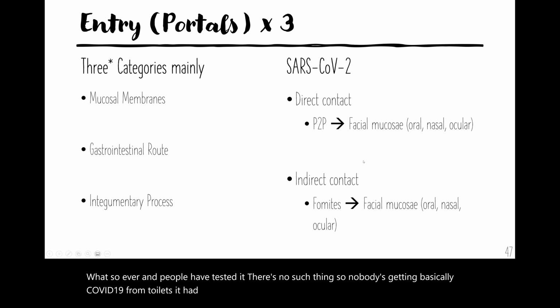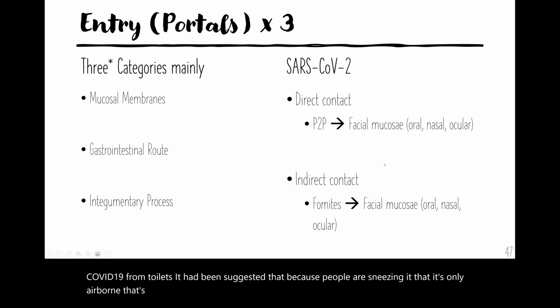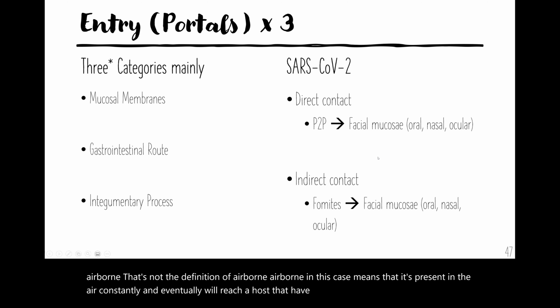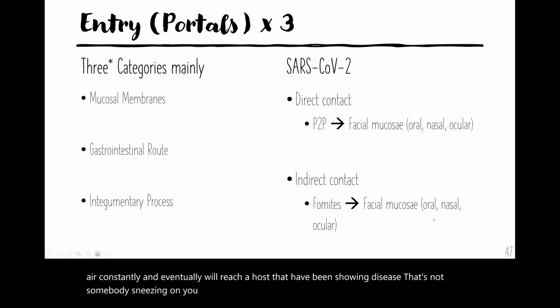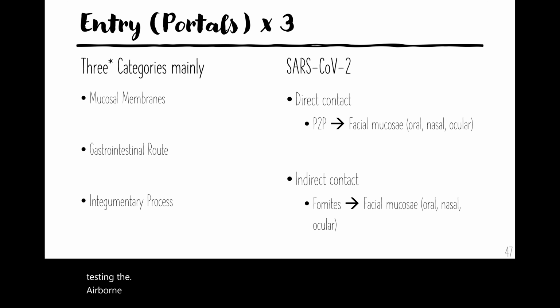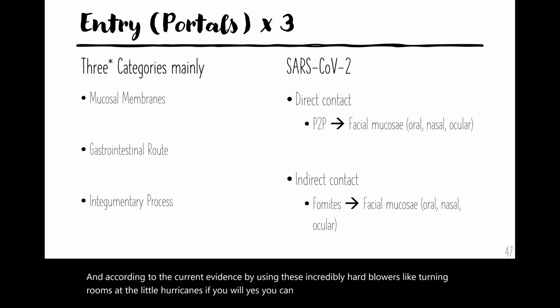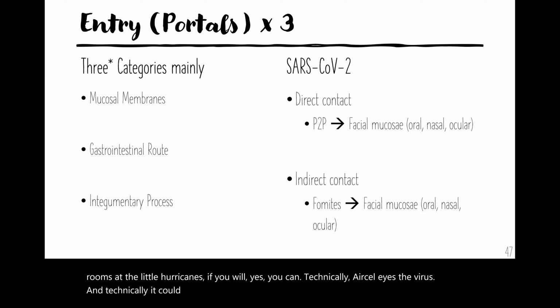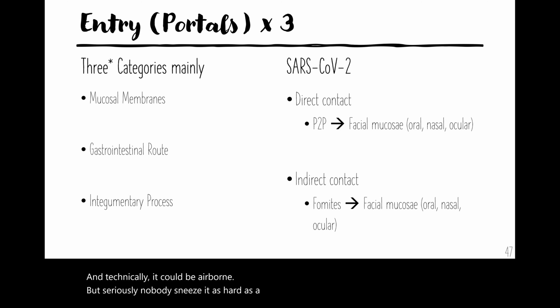It had been suggested that because people are sneezing it, it's suddenly airborne. That's not the definition of airborne. Airborne in this case means that it's present in the air constantly and eventually will reach a host that gets the disease. That's not somebody sneezing on you and suddenly you getting it. Although there have been studies testing the airborne capacity of SARS-CoV-2, and according to the current evidence, by using incredibly hard blowers, like turning rooms into little hurricanes, yes, you can technically aerosolize the virus, and technically it could be airborne. But seriously, nobody sneezes as hard as a hurricane, as far as we know. So there's no indication that it could be airborne in practice.